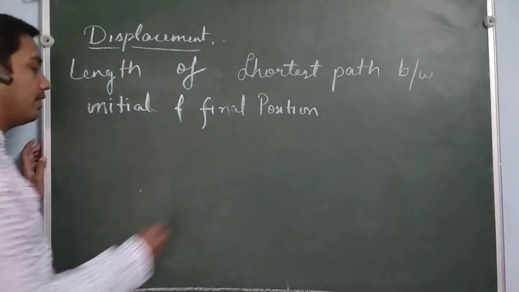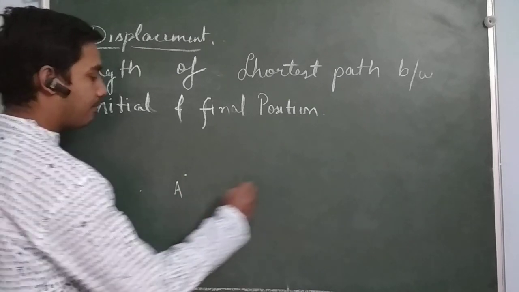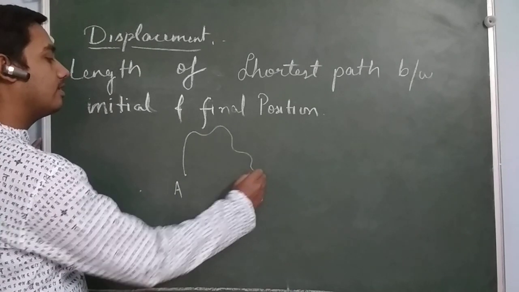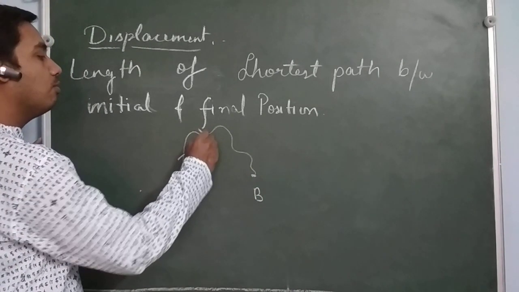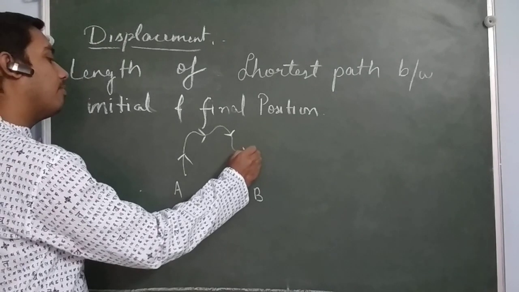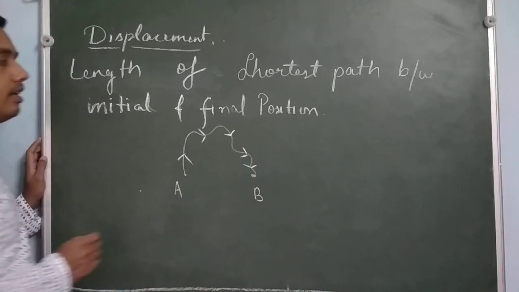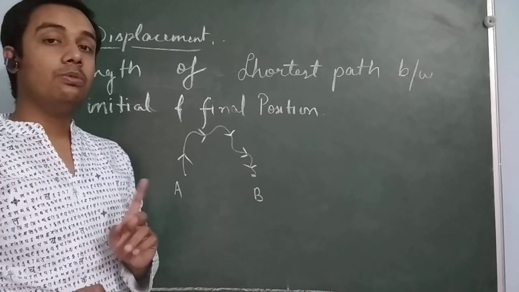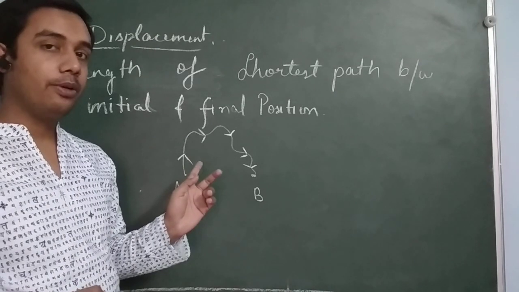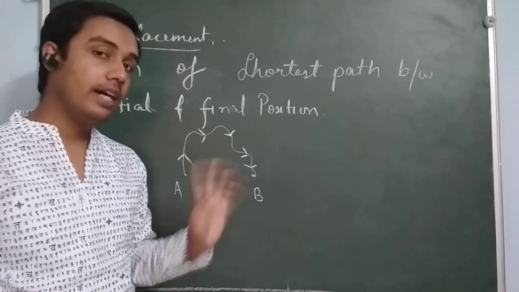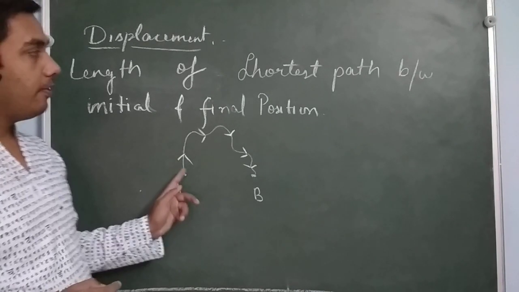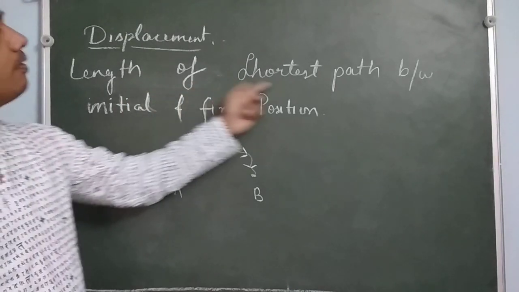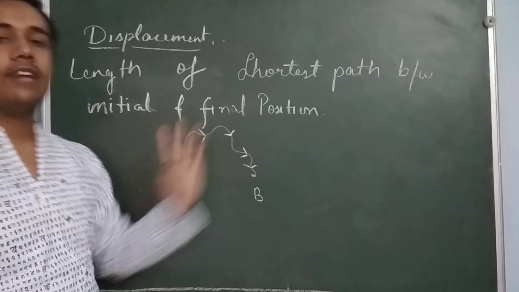For example, look over here. This is a point A, this is a point B. The path from A to B is again zigzag like this. I want to travel from point A to point B via this path. I am traveling via this path. So this length covered by me will be equal to the distance traveled by me. I have already told you distance is the length of the total or actual path covered by the object. Now if you talk of displacement, somebody is saying calculate the displacement in this path. What is the definition? Length of the shortest path between initial and final position.